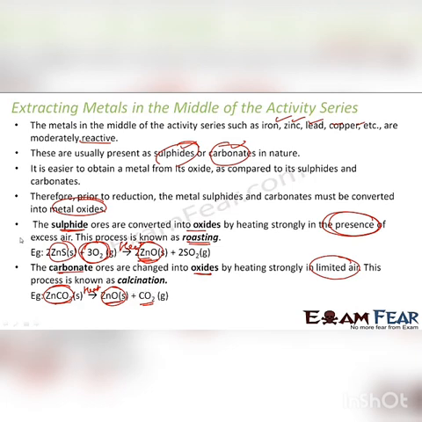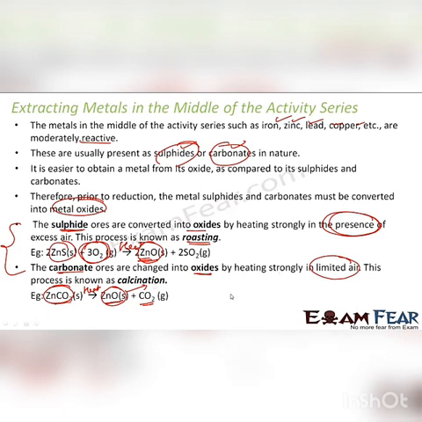So this process is involved if you have carbonate or sulfide, and generally for middle reactive metals we get carbonate or sulfide compounds. These are converted to oxide using calcination or roasting. Sulfides to oxide is roasting, carbonate to oxide is calcination, right?